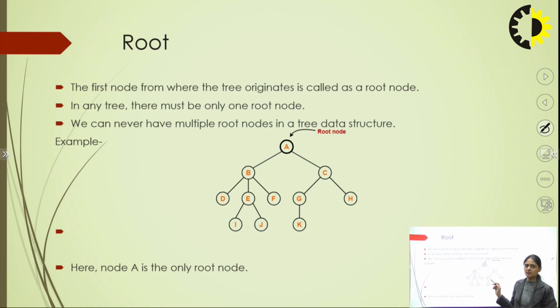Similarly, the degree of E is 2. The degree of B is 3, because B has 3 child nodes. The degree of A is 2. Now, among all these degrees, the node having the highest degree gives the degree of the tree. So over here we can say this tree has degree 3, because 3 is the highest degree of any node in this tree.